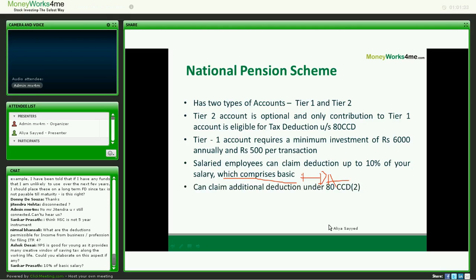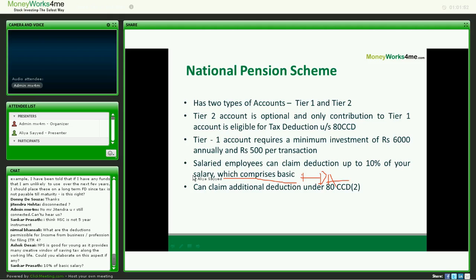And there is an additional advantage in NPS: you can claim an additional deduction over and above the 1 lakh available under these three sections. The additional deduction, in fact, is up to 50,000. You can claim up to 50,000 additional deduction under 80CCD(2).